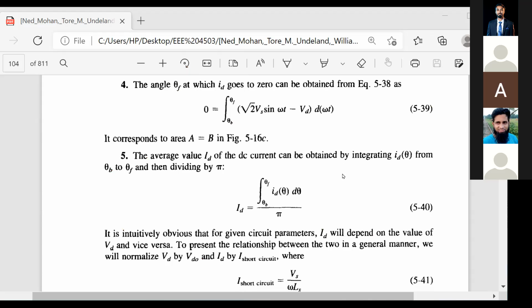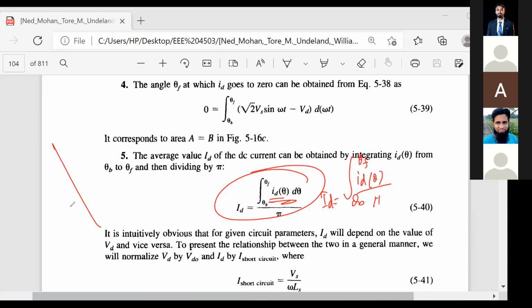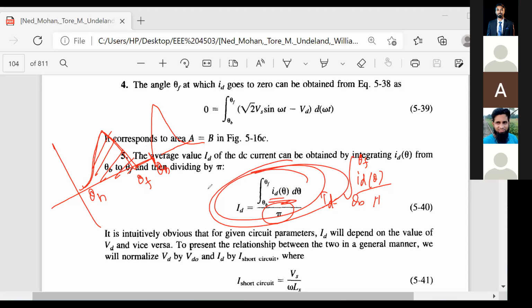So if you know the equation of your ID, then you integrate it to find the area from theta b to theta f and divide by pi, and that will be your average value. You understand it? This is nothing but the area under the curve. Suppose this is your theta b and this is your theta f. You find the area and divide it by the total time period. You understand it? Hello? Yes, sir. Okay, so that will be the average value.